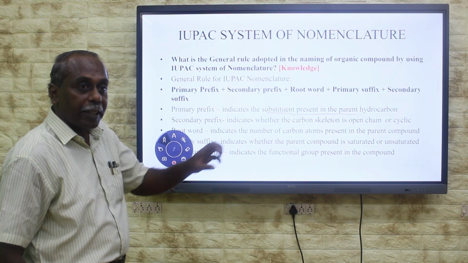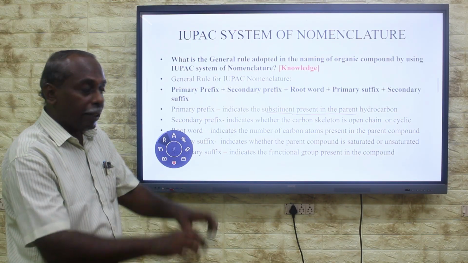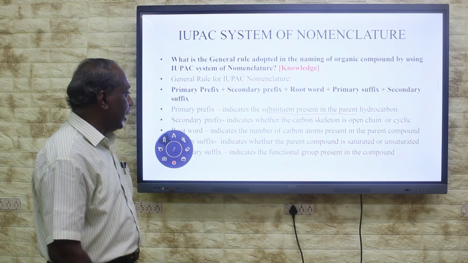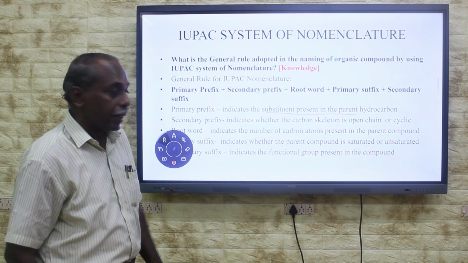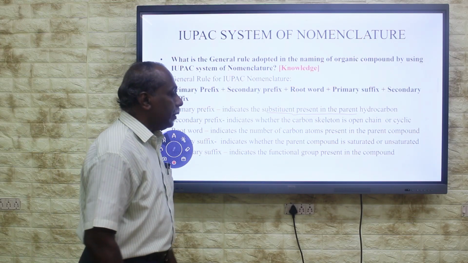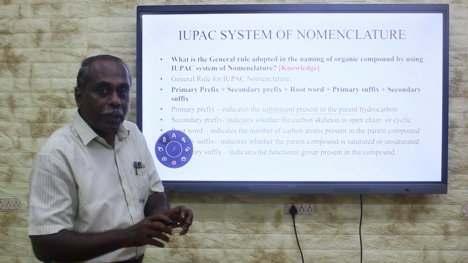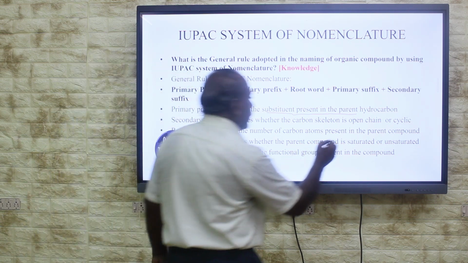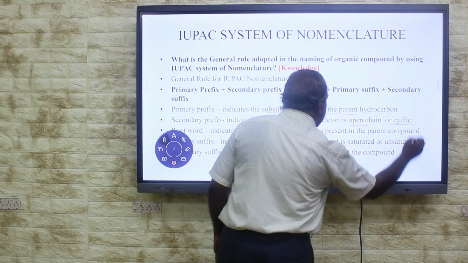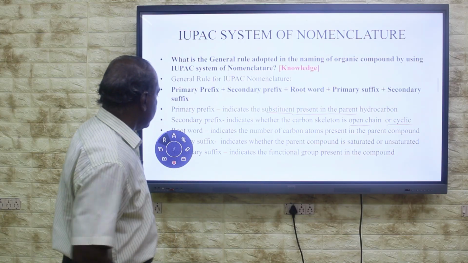That should be given first. Substituent name should be given first. Then the secondary prefix indicates what will be the carbon skeleton, whether it is open chain or cyclic. Those things are to be indicated in the secondary prefix.